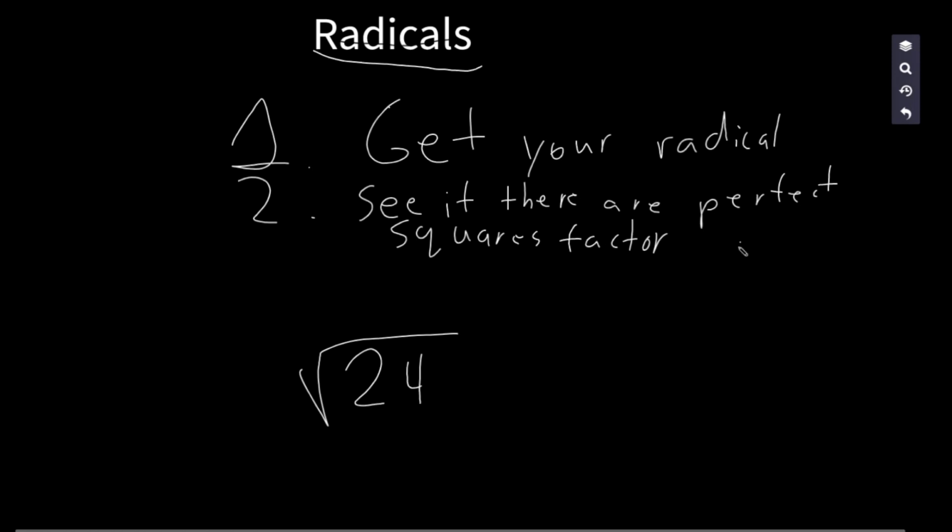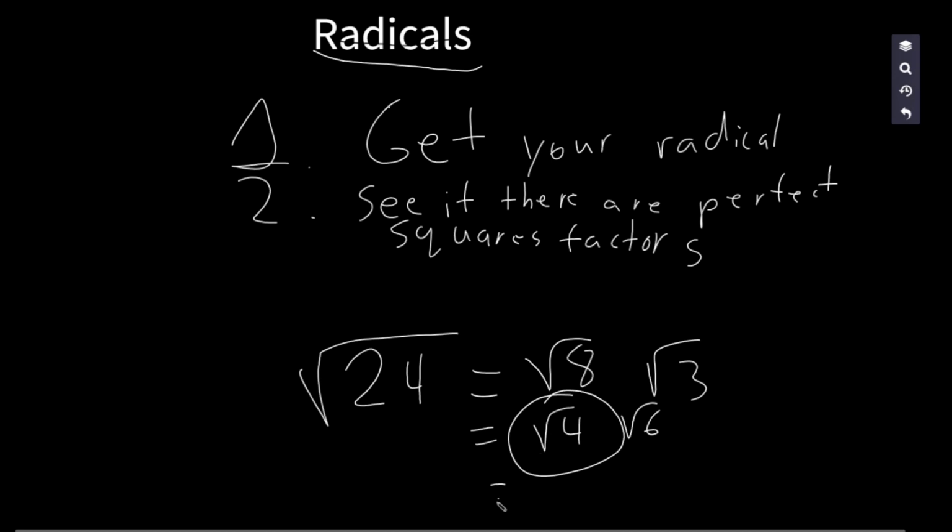And now the reason we're so concerned about perfect square factors is because if we split this up into the square root of 8 times the square root of 3, this isn't really simplified because we're just left with more radicals. But if we split this up into the square root of 4 times the square root of 6, because this is a perfect square, we can simplify it. So that's why we're worried about perfect square factors. And then step 3 is to combine and simplify.